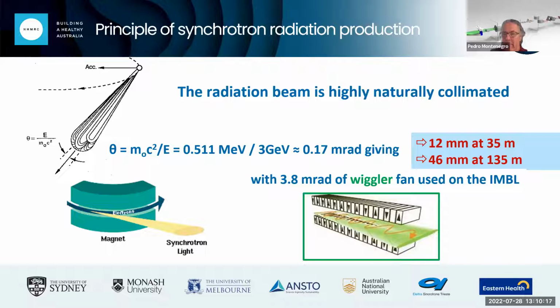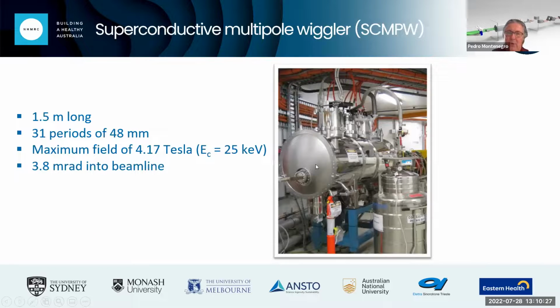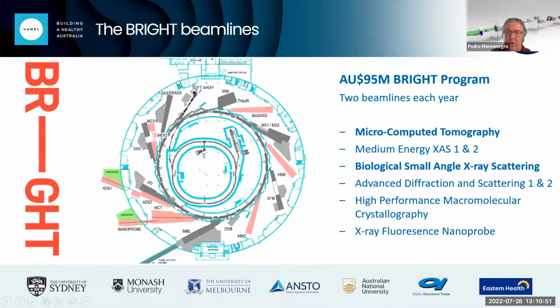And typically on the IMBL, because of the wiggler and the 3.8 milliradian opening in the beamline, we can get a beam up to 50 centimeters. Now, what we use in terms of wiggler on the IMBL is a superconducting multipole device, 1.5 meter long, 31 period, 48 millimeters, cooled at liquid helium temperature, so we can get to 4.17 Tesla. When we do the work for Breast City, we run the wiggler at 3 Tesla. And then, as I said, 3.8 milliradian into the beamline.